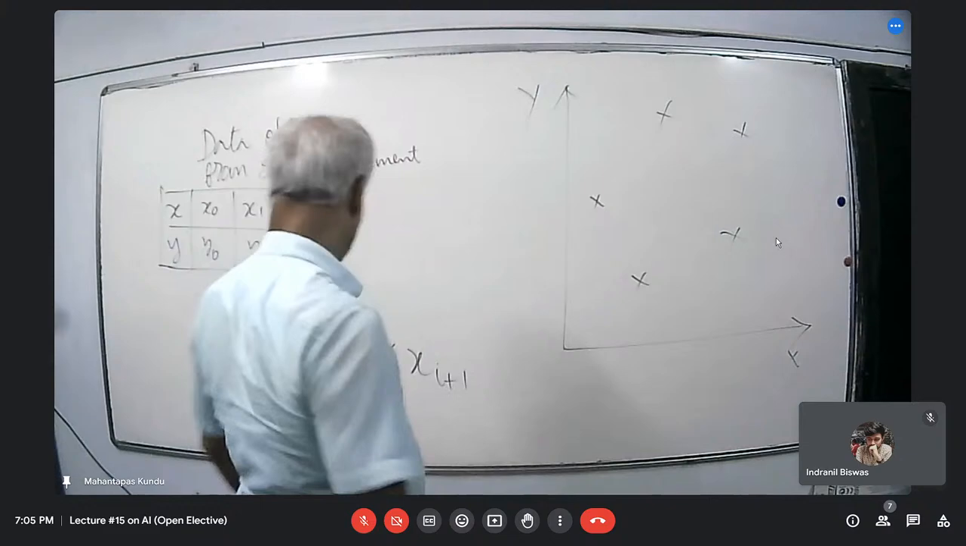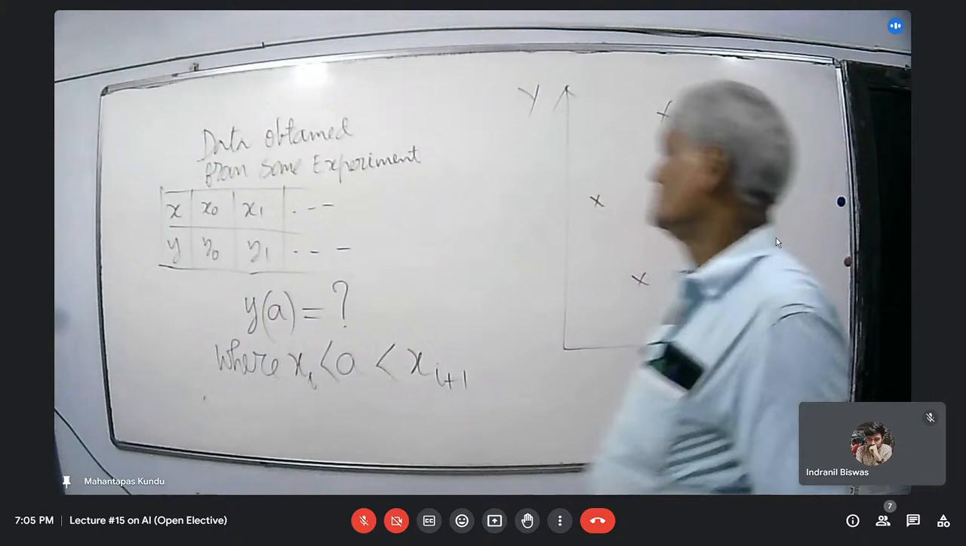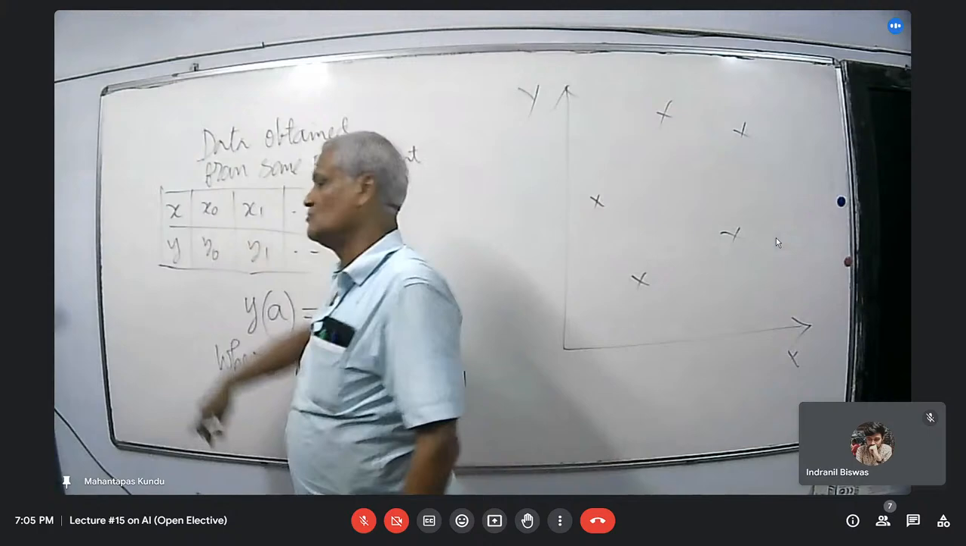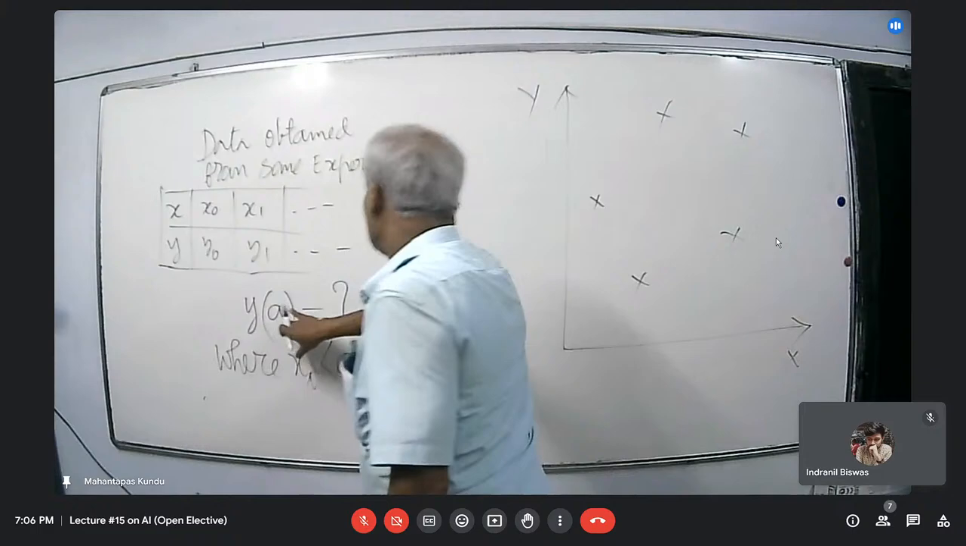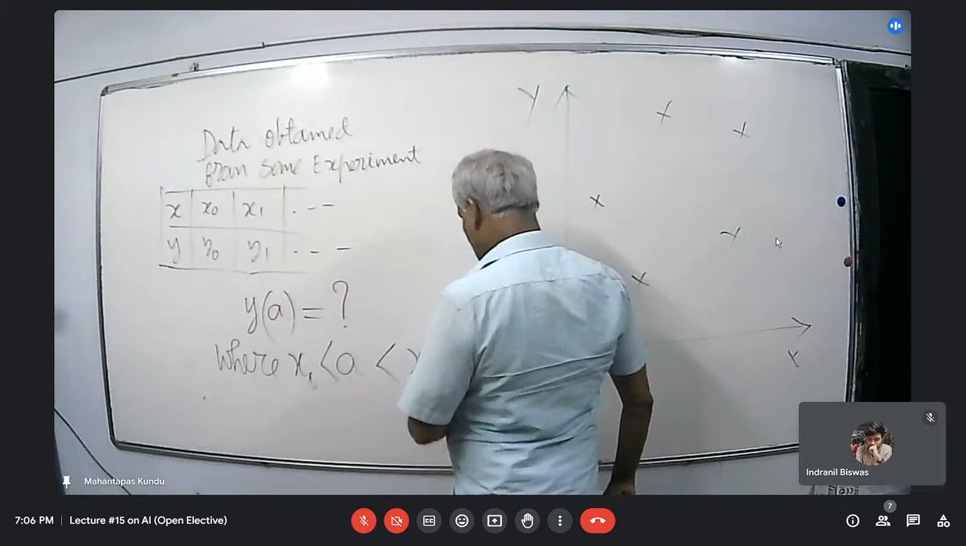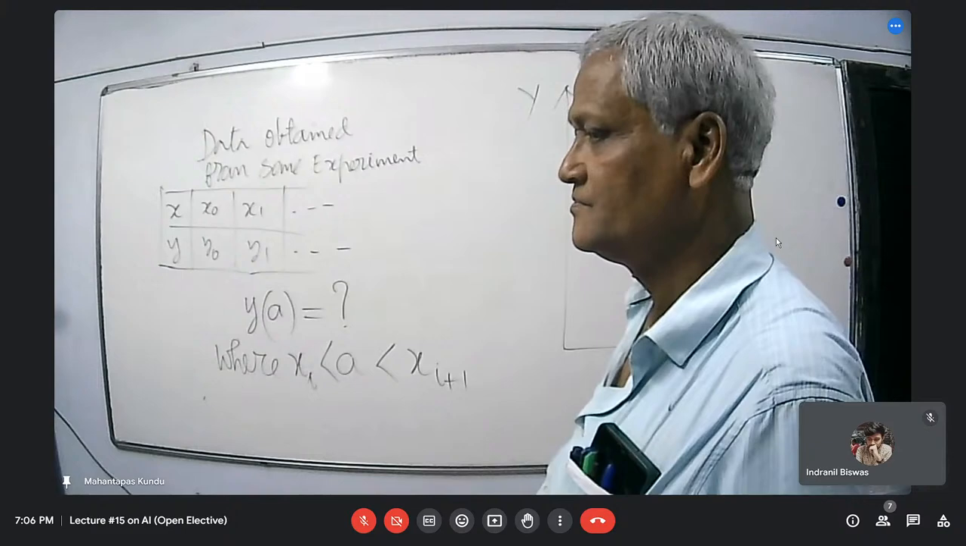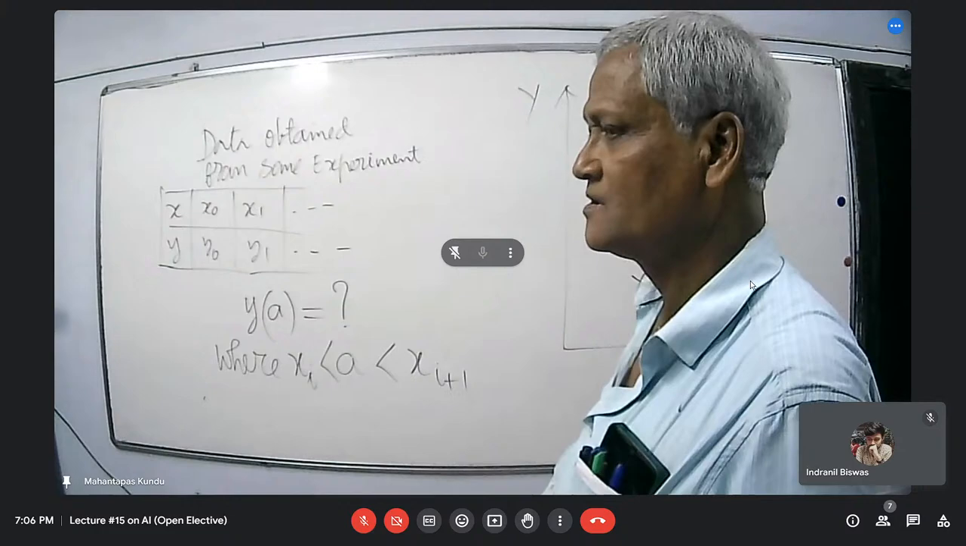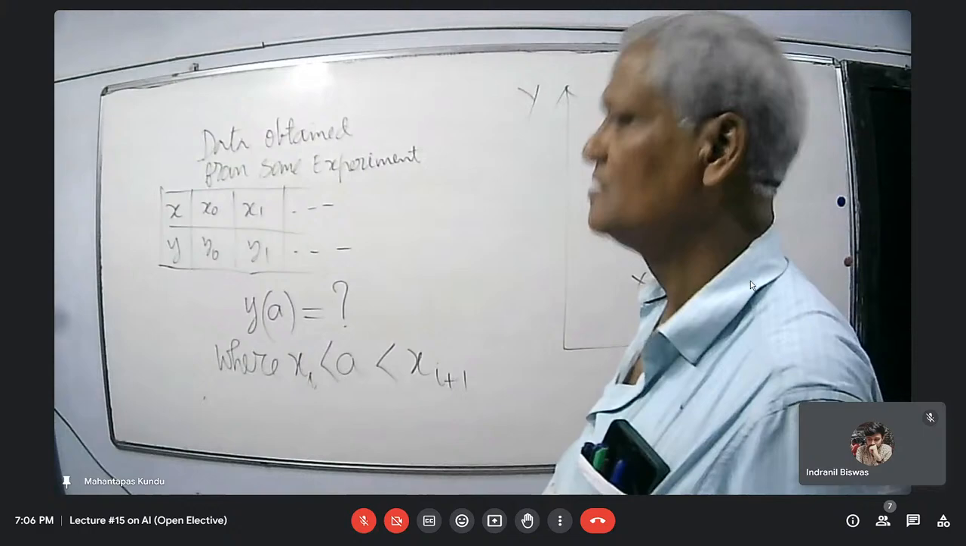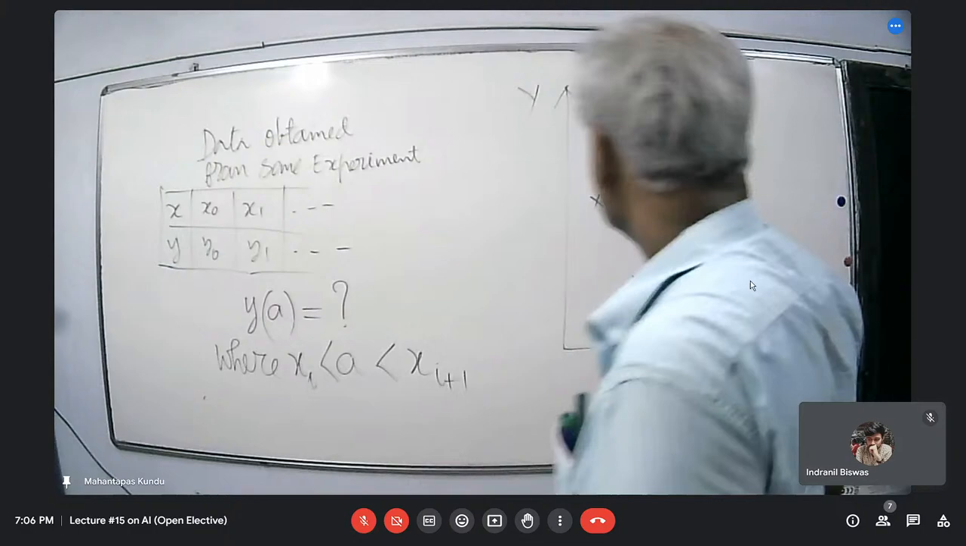now if we want to have the y value for some x value where x equal to a, and this x value is not given in this table, that is, it lies between xi and xi plus 1, which are two entries of the table, then how can we compute this y value? We can obtain a function from the data, and then put a in the function to find the value of y.